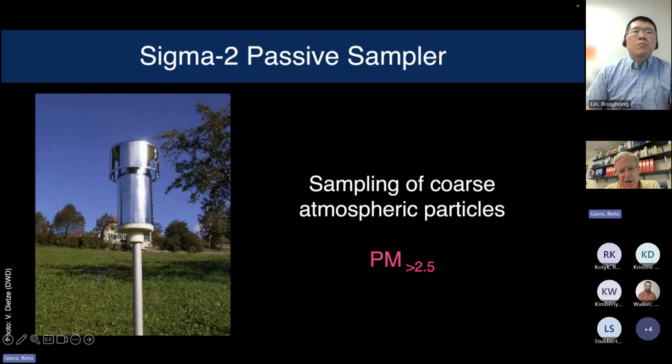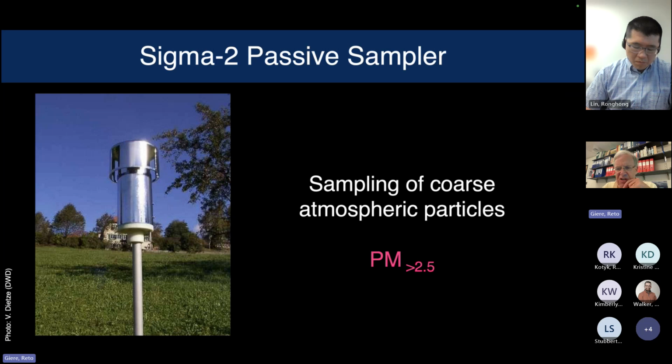You see here the opening slits. This is where the air goes in. And inside we have a very calm environment, and the particles settle down here. This passive sampler is specifically designed for particles greater than 2.5 micrometers. So these are coarse particles, if you like. In the air pollution terminology, these are coarse particles. Anything larger than 2.5, we can actually determine quantitatively.